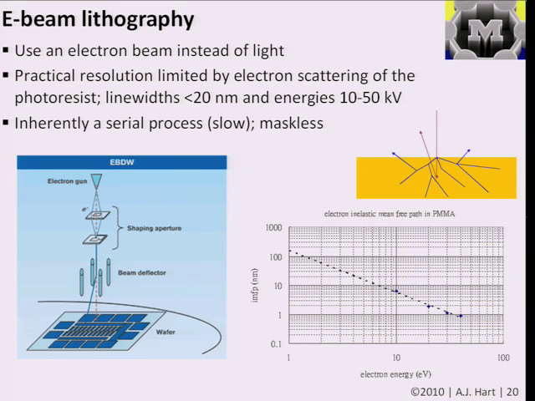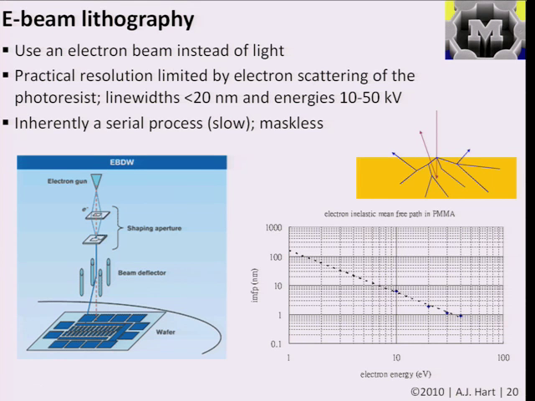There are some polymers such as PMMA that are good for this. But inherently a limitation of e-beam lithography is that it's a serial process, because you need to raster the electron beam over the substrate and create the features by individually writing them. You don't have a big mask that can do a large area at a time.